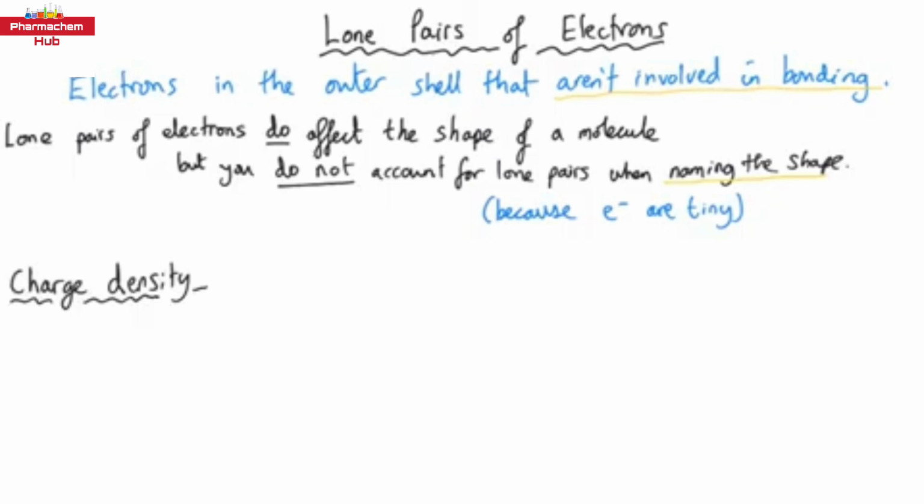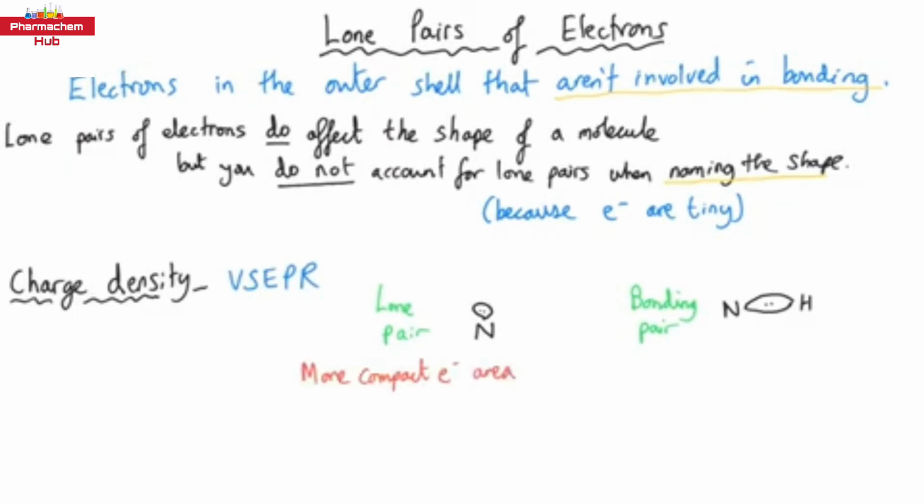Now this links back to VSEPR, to the repulsion between clouds of electrons, because lone pairs of electrons are a bit more compact. They're not spread between 2 atoms, they're localized on 1 atom, and so they're not the stretched out shape that a bond is. They're more bunched up, sort of pear-shaped orbitals where you find the electrons very close to a central atom.